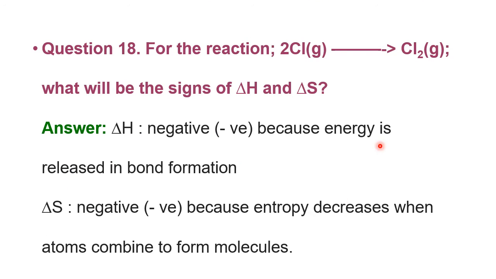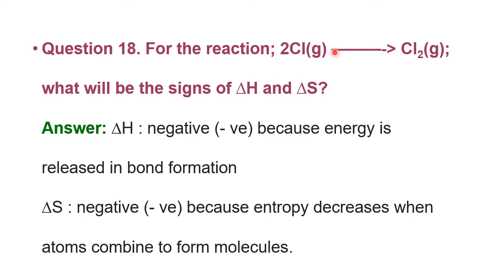Next, for the reaction 2Cl gives Cl2, what will be the signs of delta H and delta S? Here, two free chlorine atoms are combining to give Cl2. They are highly reactive, highly energetic chlorine atoms, so when they combine, they go to the least energy state. This is the most stable state for chlorine, the chlorine molecule. The chlorine molecule is more stable than the chlorine atom. That means when they go to more stability, energy is given out. So delta H is negative.